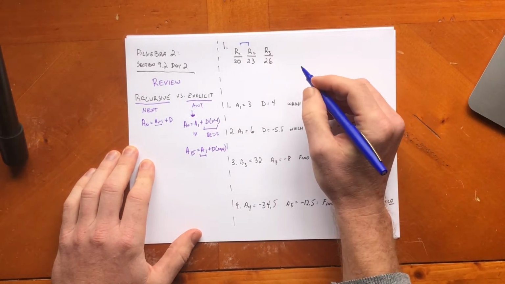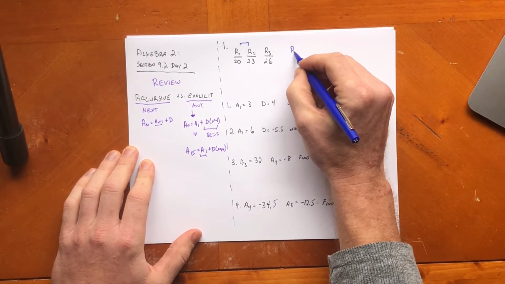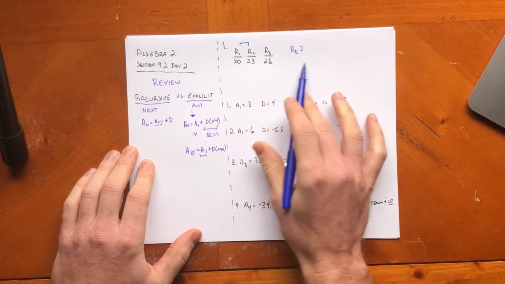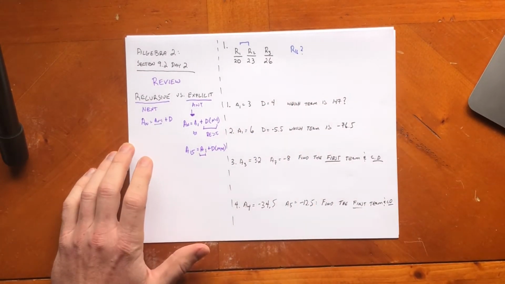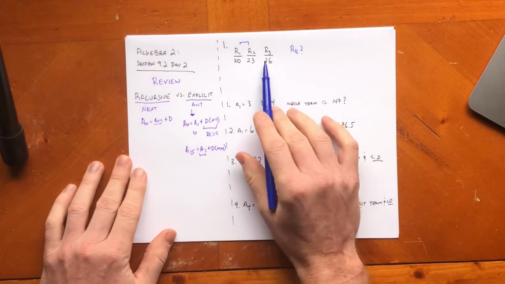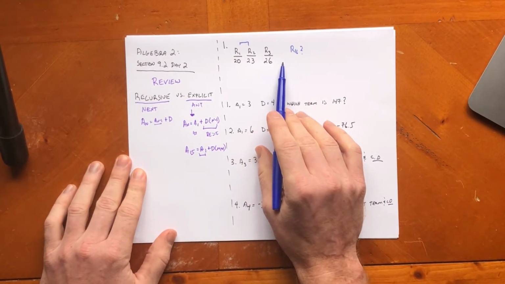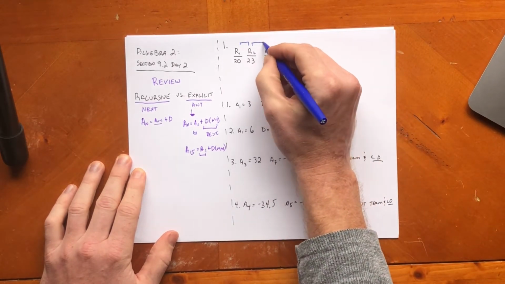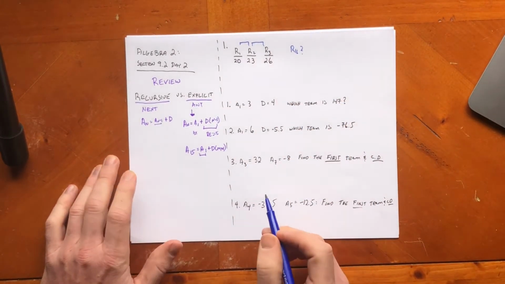We're trying to find row 16, so we'll call that row 16. So if you kept going, I guess you could do it. You can go 26, and then row 4 would be 29, and then 32, right? It would just take a while. So the way I would do it is I would try to write the explicit formula for this.